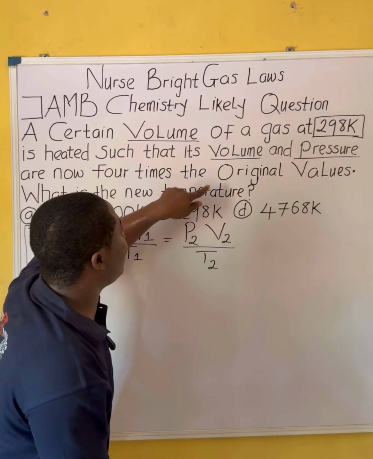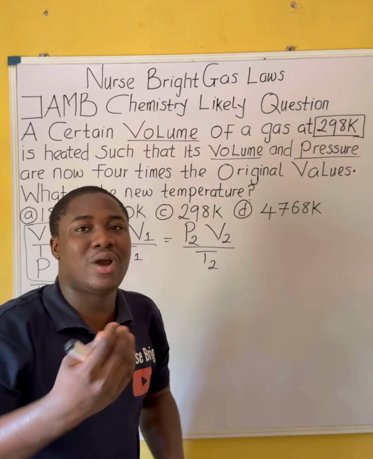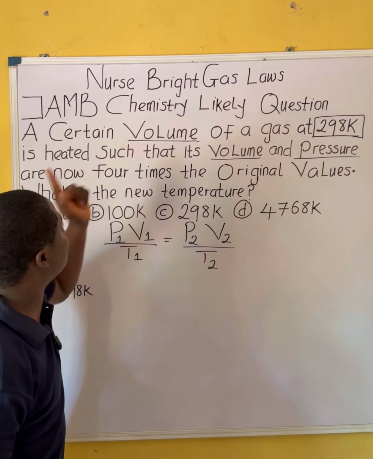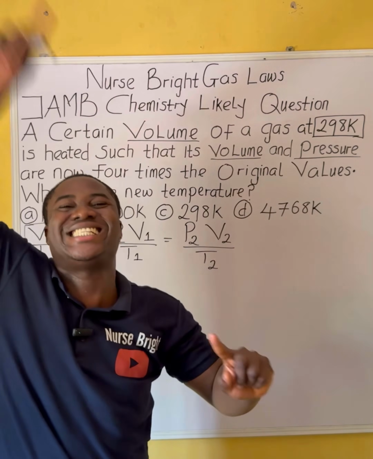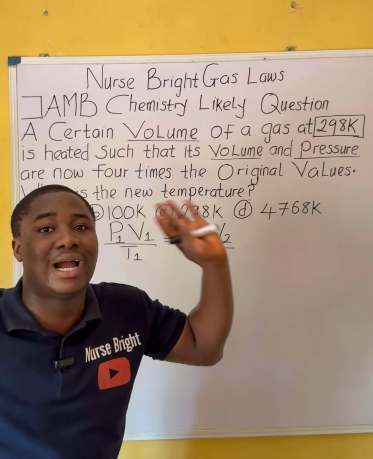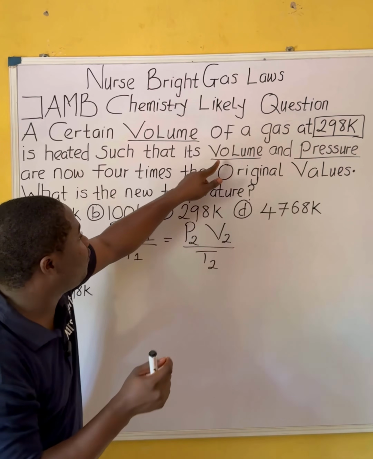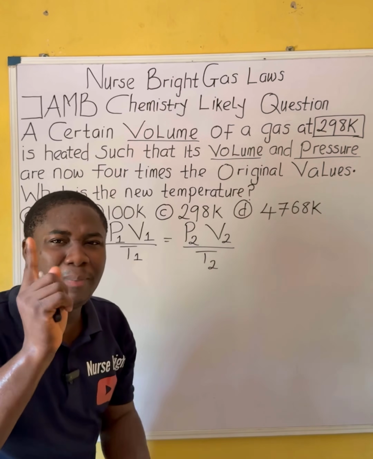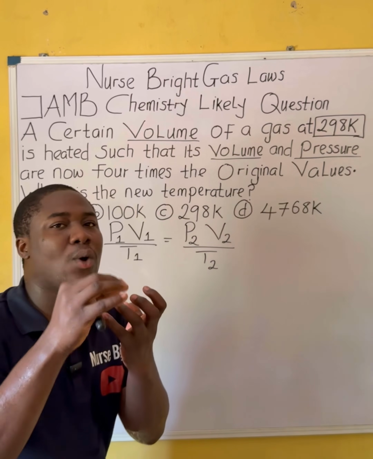Let me tell you, this place original, you can just remove it so you can relate better to it. You can just say, such that its volume and pressure are now 4 times the initial values. So listen, initial, original, we can call them the same in this aspect. So guys, listen, it is volume and pressure they are talking about. And I believe you are aware that in the formula we have volume and pressure. But which one are they talking about?